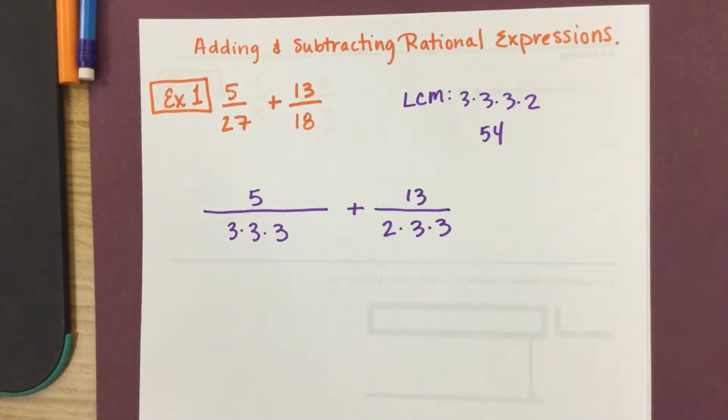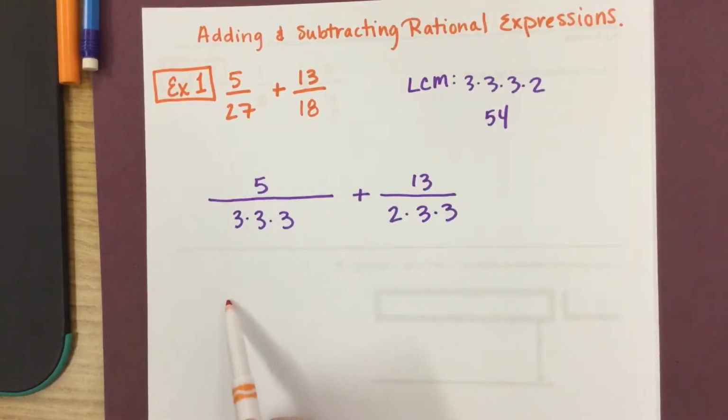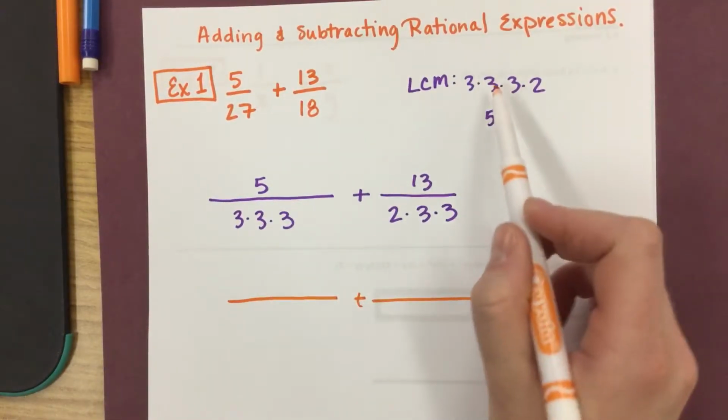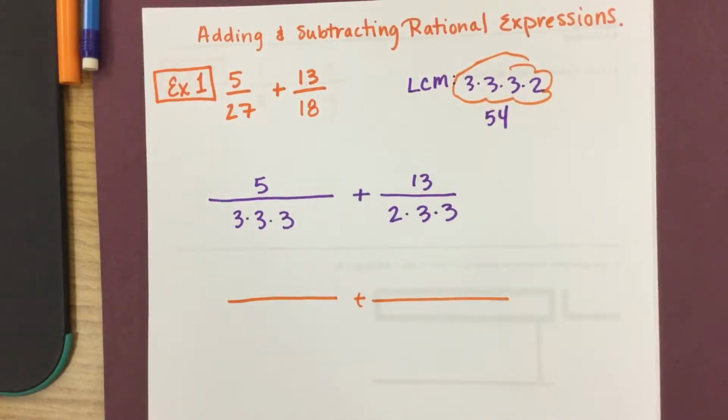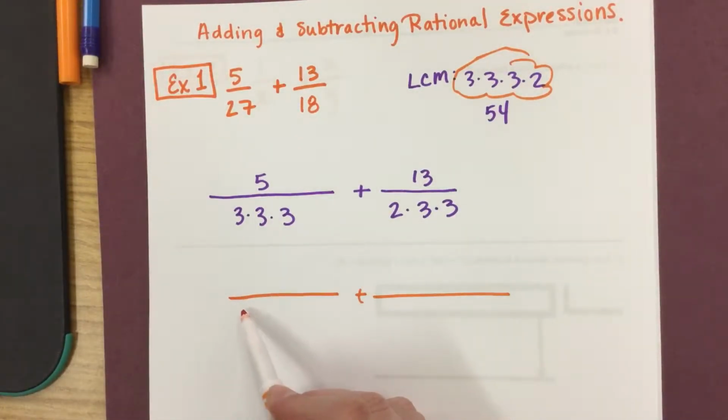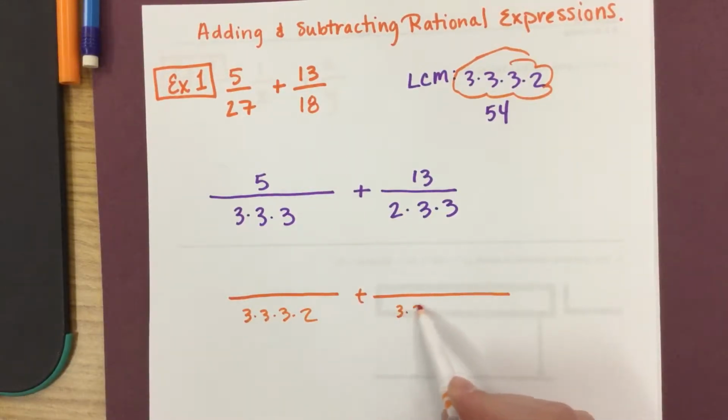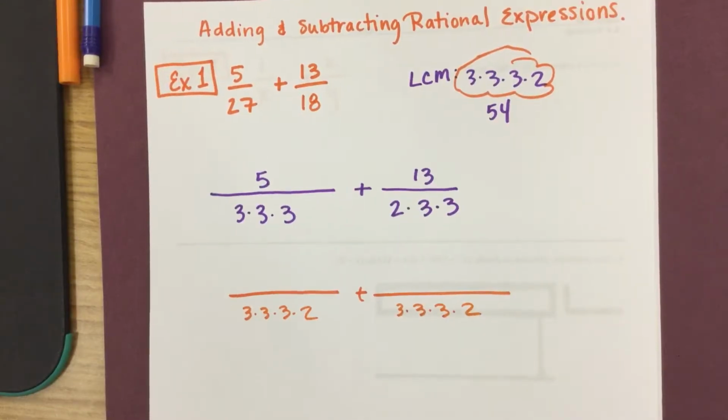Now, the first thing we did is we factored out our denominators and we looked to see, hey, what's going to be my least common multiple? And we said it would be 54, and then that was the factorization of that. Now, what I want to be able to do is take this expression and rewrite it so that my denominators are in fact this least common multiple. So I'm going to go ahead and do that.